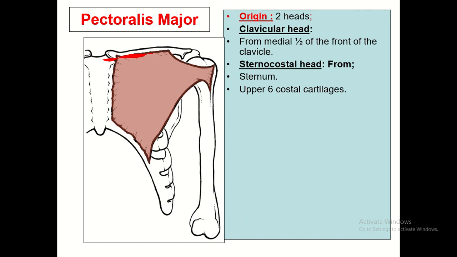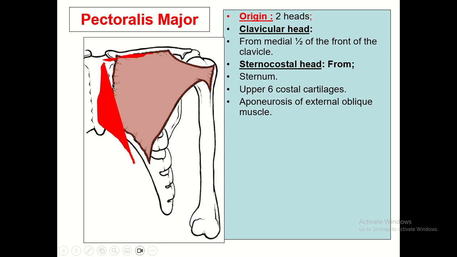So it will be originating from the sternum and the upper six costal cartilages. It's also very important that it also originates from the upper aponeurosis of the external oblique. In the abdomen, there's a muscle called the external oblique. So this all comprises the sternocostal head: the sternum, the upper six costal cartilages, and the upper aponeurosis of the external oblique muscle. Right here, that's where the origin is.